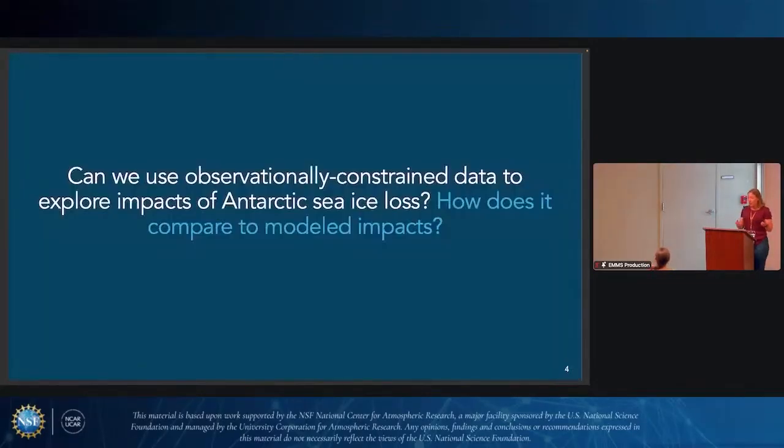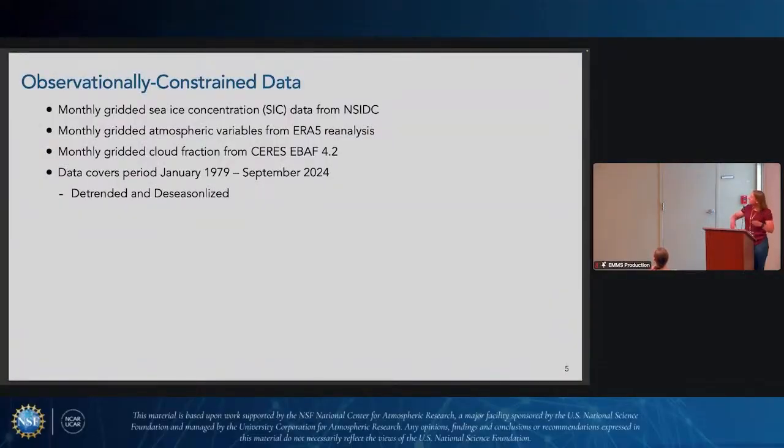And so we were looking to extend on this work, and in particular, look at whether we could start to use some of this observationally constrained data to explore the impacts of Antarctic sea ice loss, but recognizing that there are obviously biases associated with said data, and so how does it compare to some modeled impacts as well?